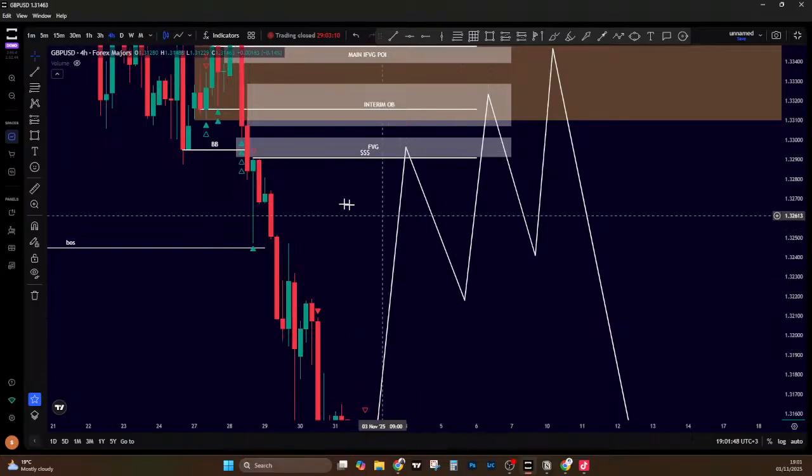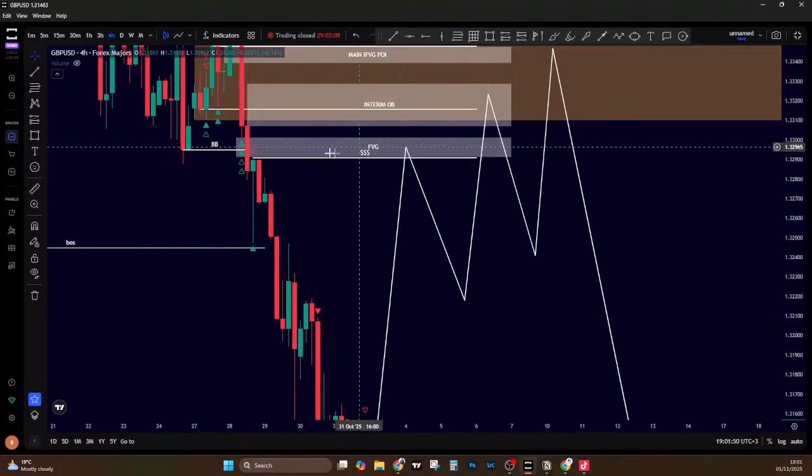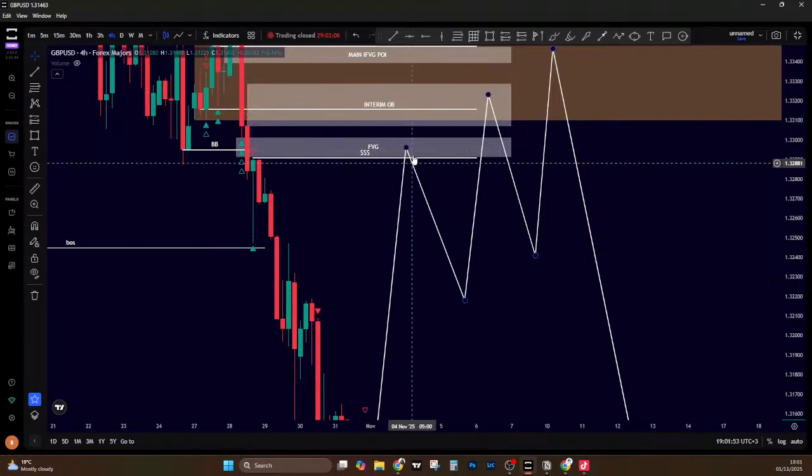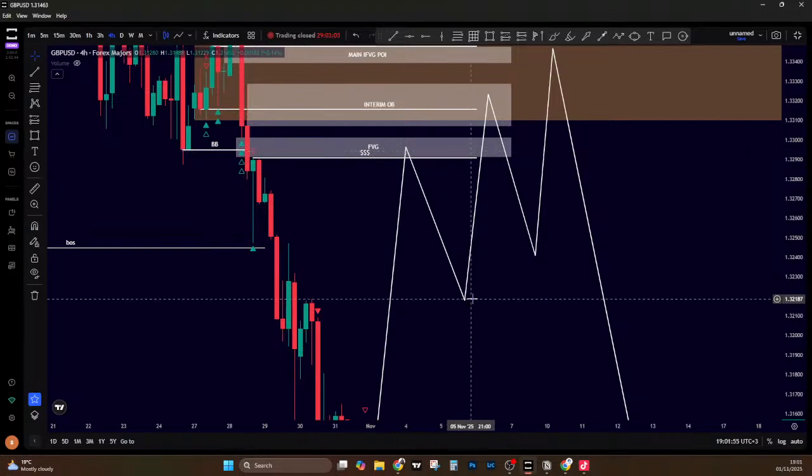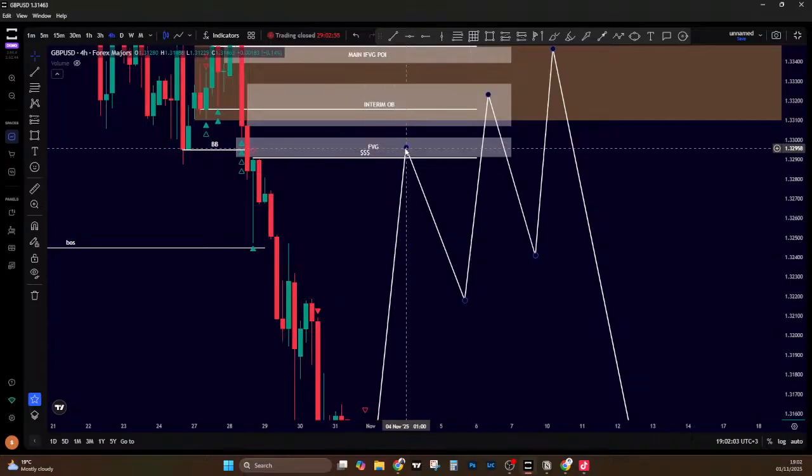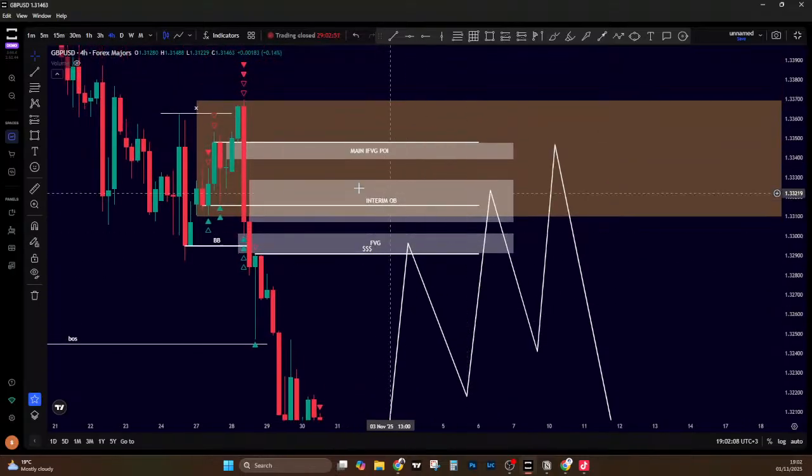So yours will be waiting for the market to come to the sell area and then sell the market a bit, like 10 to 20 pips, and then leave. Don't be greedy, because the moment the market reacts from this area, this must be taken out, and then this will also be taken out, and then this will be the main POI.